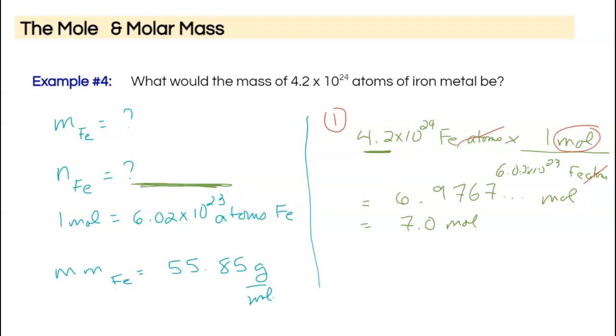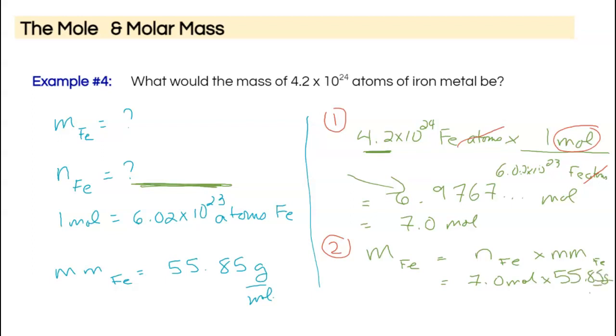So the next step I'm going to do is convert that mole value into grams by remembering that my mass, in this case of iron, is going to be equal to my number of moles of iron times my molar mass of iron. So that's that 7.0 moles. And I'm not going to round that. The original value that I get on my calculator, I'm going to keep that in. I don't want to round that. I'm going to keep my unrounded value till the very end. And I'm going to multiply that by that 55.85 grams per mole.